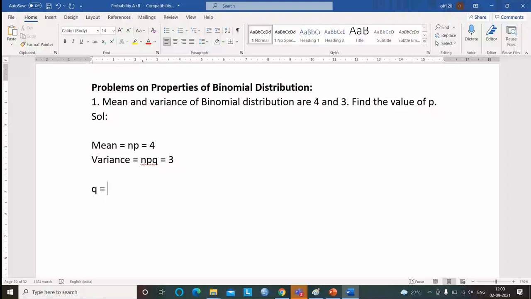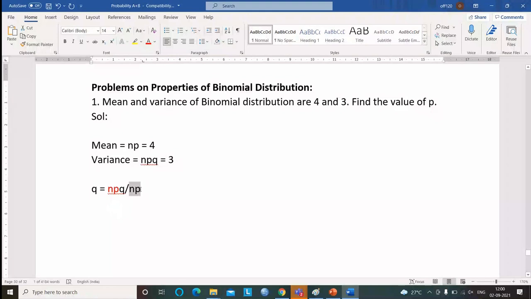In variable format, NPQ divided by NP. That means Q is equal to variance divided by mean. How is that possible? See here, in variable format, NP and NP get cancelled, and the remaining value is Q itself. So if you want to find the value of Q in a binomial distribution, the formula is Q is equal to variance divided by mean.